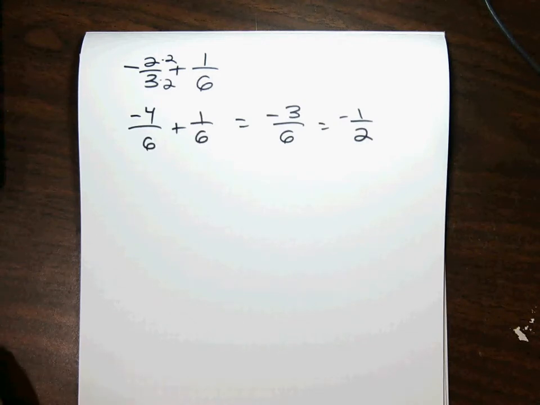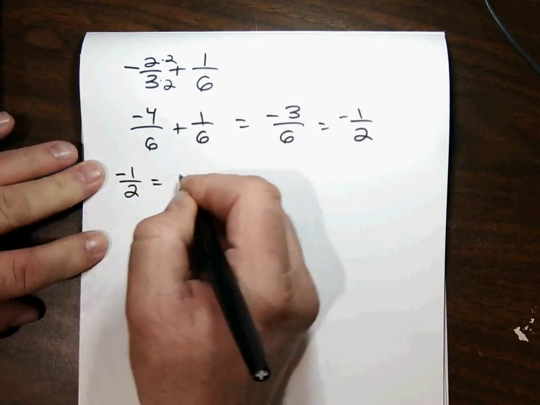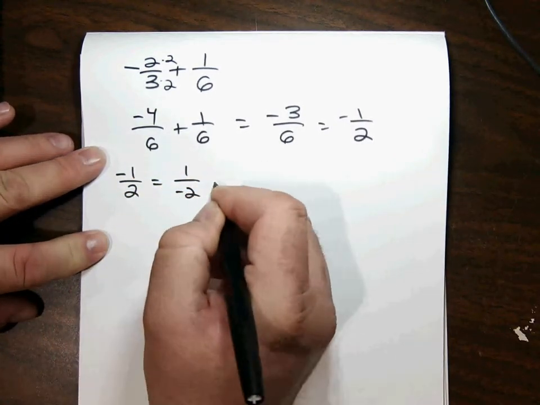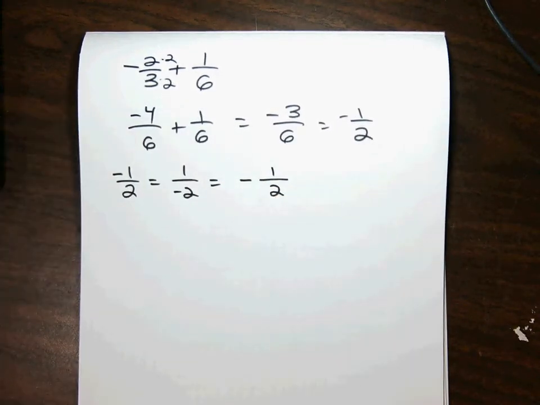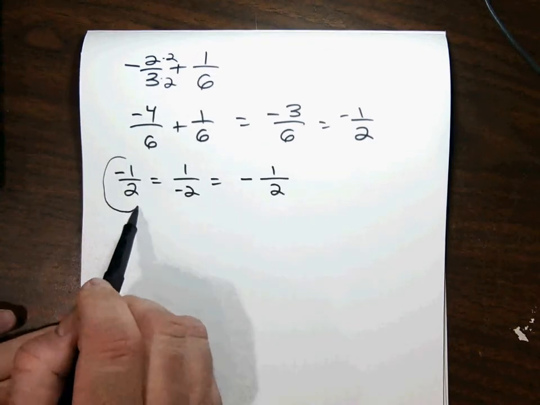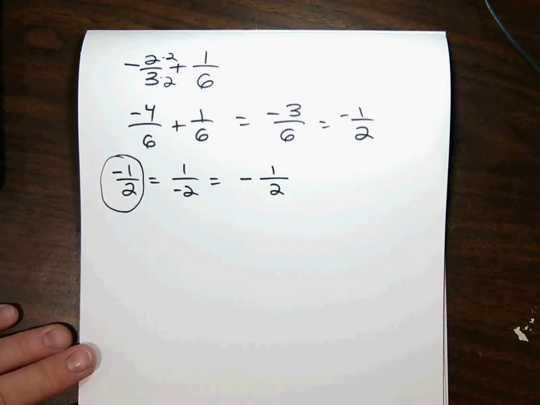Incidentally, when it comes to fractions and negatives, negative 1/2 is the same as 1 over negative 2, which is the same as a negative sign in front of the whole fraction. All three of those are the same. I prefer this one. It's rather awkward to have the negative in the denominator. It's just cleaner to have it in the numerator.